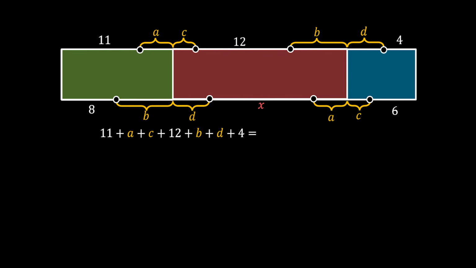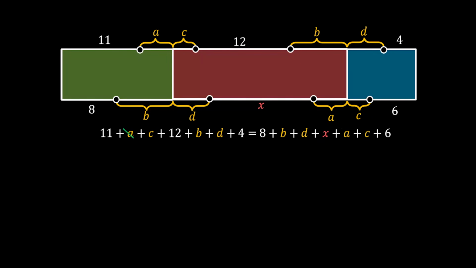And the bottom side will be equal to the sum of the segments with the length of 8, B, D, X, A, C, and 6. Of course, both of those sides represent the length of the rectangle, so those two sides are equal. And there we have our equation.